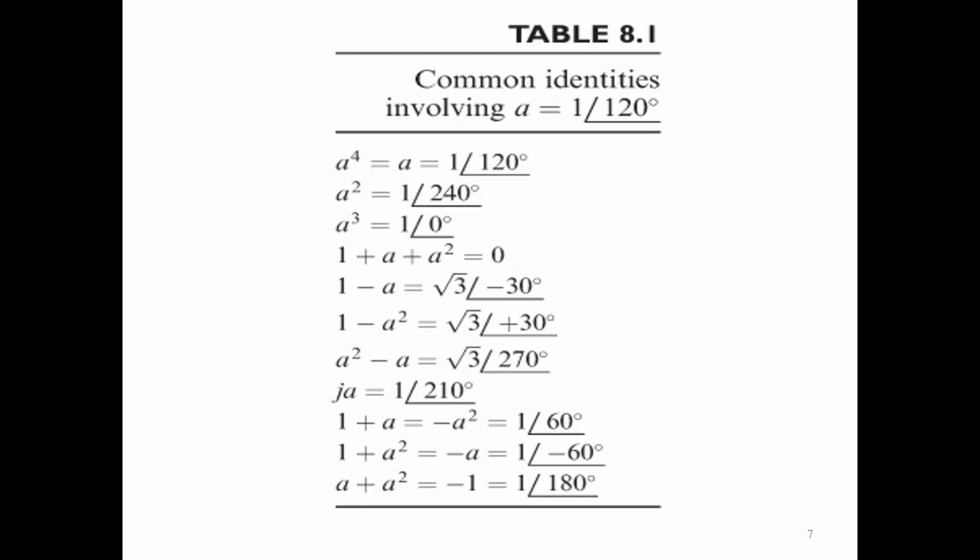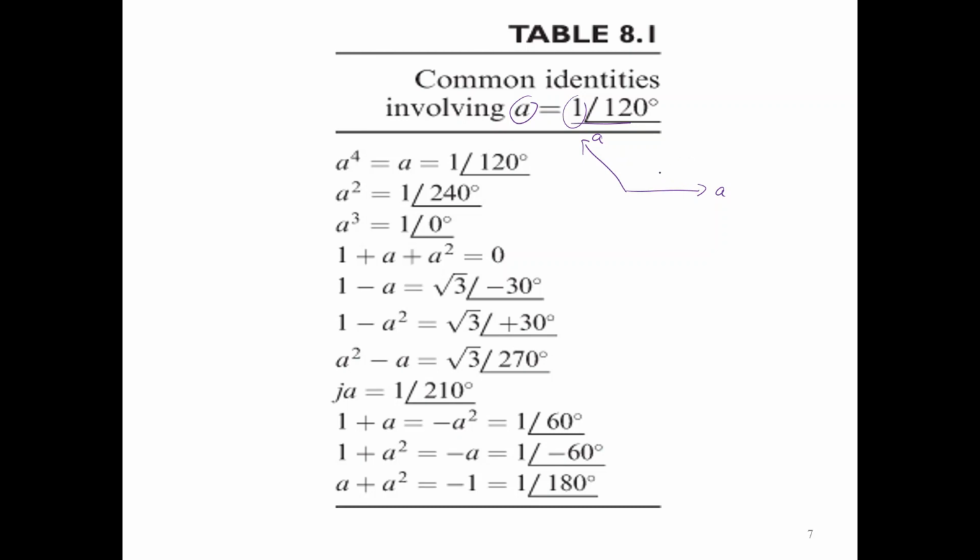In order to achieve that, we have to understand a little bit about the complex identity. Now you see that A is the operator with a magnitude of 1 and an angle of 120 degrees. This is A. You have seen that this is A.